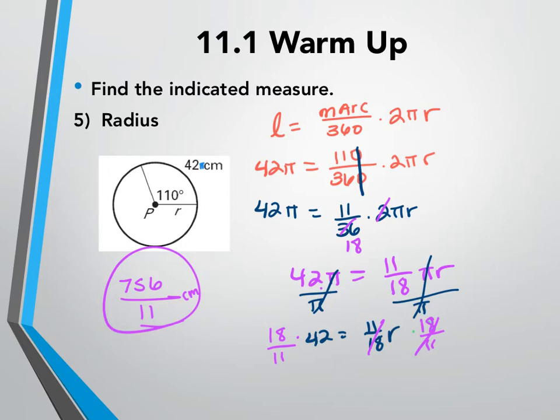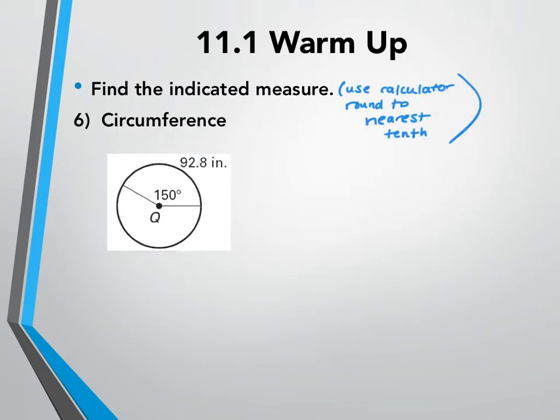We still good? Okay. This is the last one, right? Circumference. So this time I said use the calculator, round it to the nearest tenth. I gave you the length of this arc and the measure of the angle. So the length, which is 92.8, equals the measure of the arc, 150 over 360, times circumference. 2 pi r is the circumference, so I can actually just put the c there and solve for c.